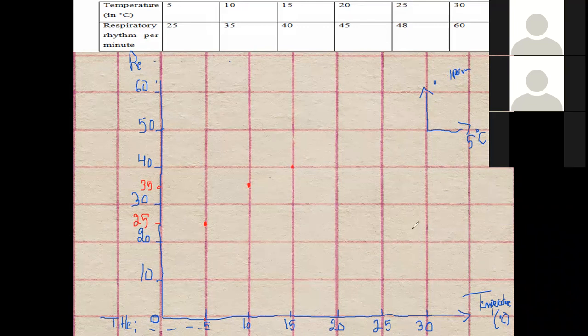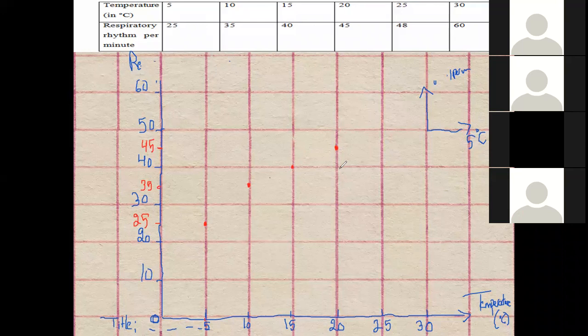Carlo, what is the value when the temperature was 20? Sorry, can you please repeat? Okay, when the temperature was 20, what is the value of the respiratory rhythm? 45. Where's 45? It's between 40 and 50, in the middle. So here's 45, and here we plot the point. Thank you. Moving to Hala Safiuddin. Hala, when the temperature is 25, what is the value of the respiratory rhythm? 48. Where's 48? It's before 50 by 2 dashes. So here, 25, here it's 48.